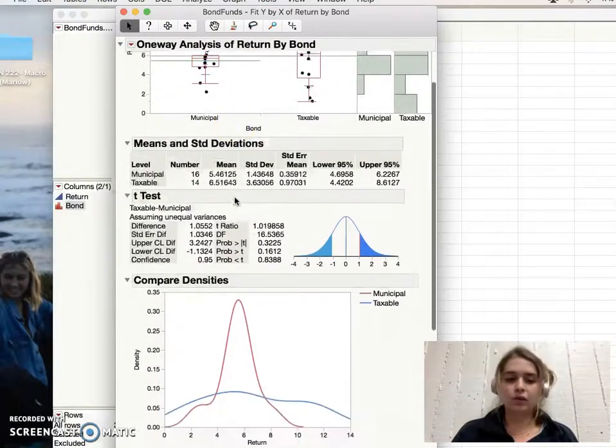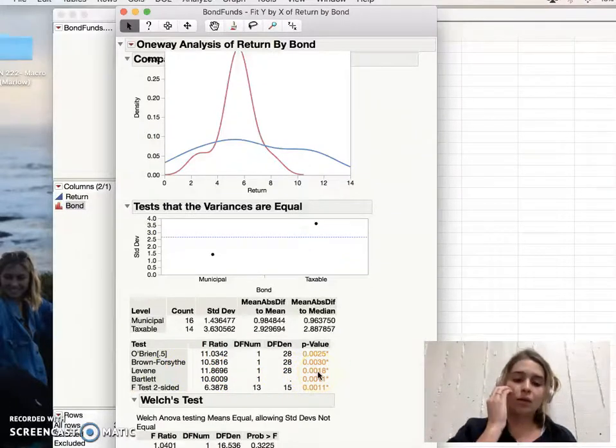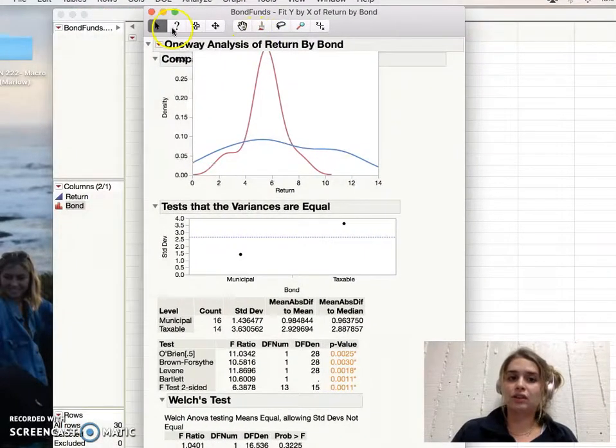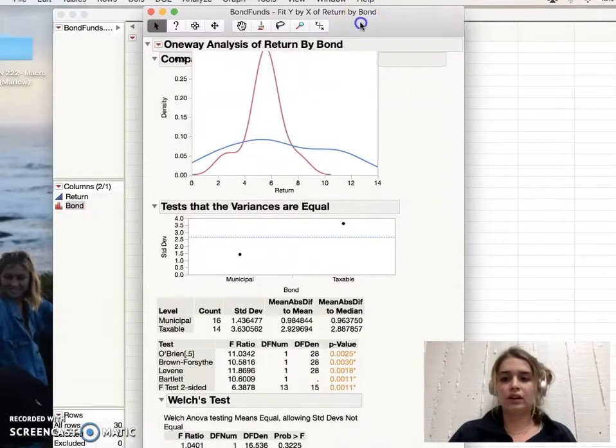Next test is for unequal variances, and I already pulled that down right here from the hotspot. Test that variances are equal. We're going to look at the Levene row, and we see that the p-value is 0.0018, which means we cannot assume the variances are equal. We reject the null hypothesis that we assume the variances are equal. Alright, so that should cover all the conditions.